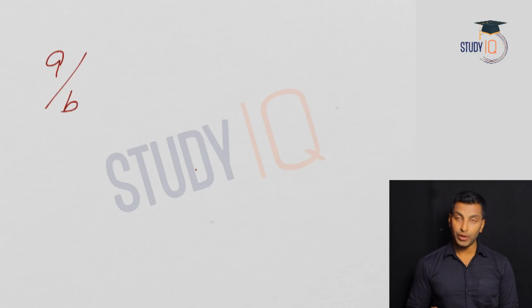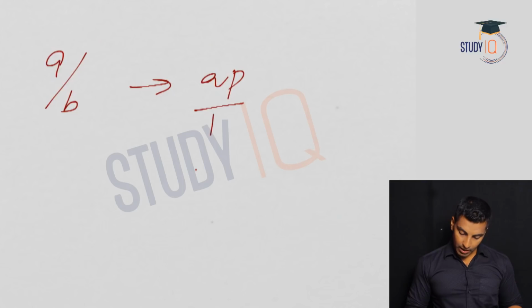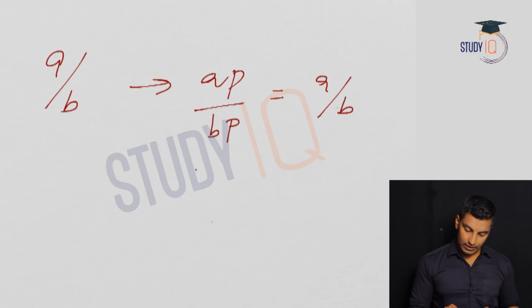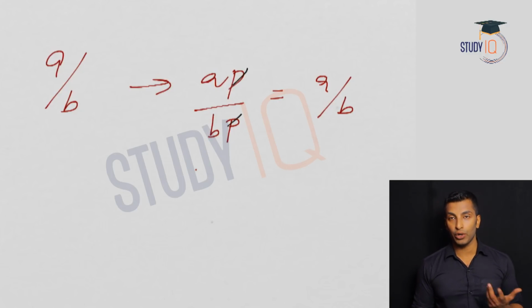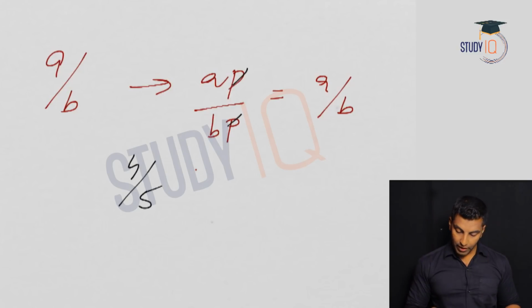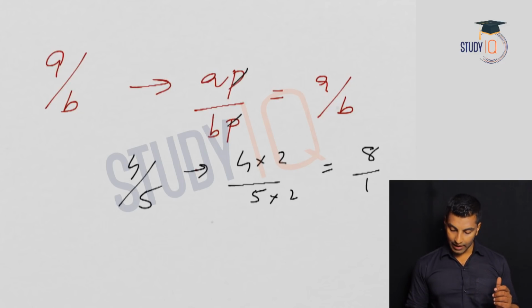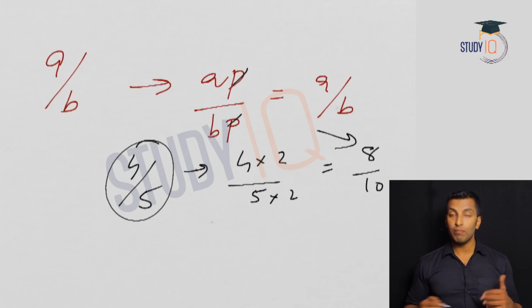Now you have a ratio A by B. Now if you multiply the numerator and denominator with the same number, let's say P, so AP by BP. Now this AP by BP will be equal to A divided by B. Very simple, because P and P are getting cancelled out, you know this, right? So it's like a 4 by 5 ratio. Now if you multiply 4 with 2 and 5 with 2, what you get is 8 by 10. So 4 by 5 and 8 by 10 are actually the same.